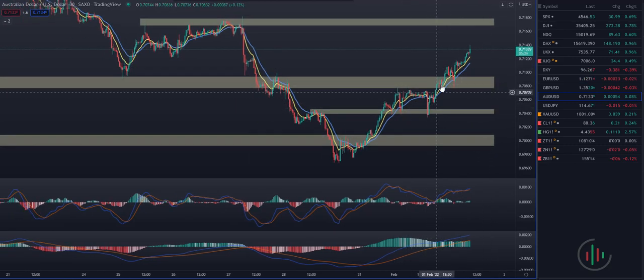So for me, this Aussie, I'm not really looking to trade that. I think it's extended up here. I want a decent pullback into this zone and then start to get a high low off there, or this could just grind the way back up to 71.73. We'll see how that goes.